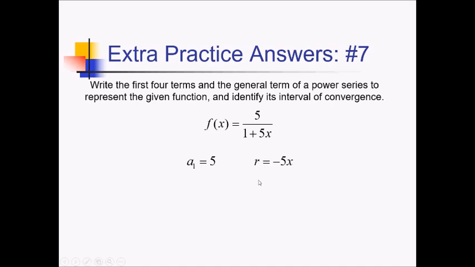All right, I'm going to use this to build my power series. My first term again is 5, so we can write f of x equals 5. And then I'm going to keep multiplying by negative 5x to get the rest of the terms. So 5 times negative 5x is going to be negative 25x. Multiply again by negative 5x, that's going to be positive 125x squared. And then after that, we have negative 625x cubed plus dot, dot, dot. And then we have to write the general term over here.